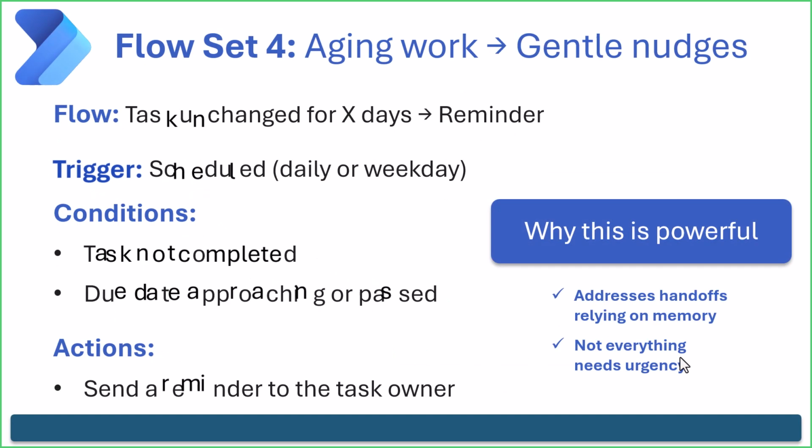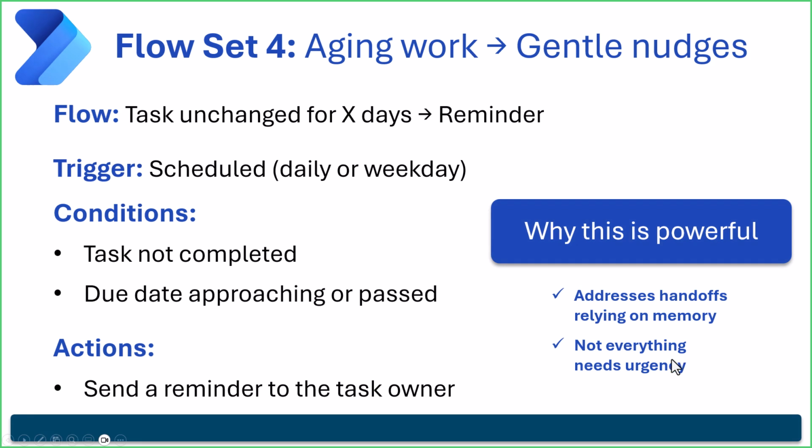Have that set up. And then sometimes you could have gentle nudges, like if the task hasn't changed for 3 days, you could send a reminder. You could have this scheduled, daily or every week or something like that. You can have certain conditions: if a task isn't completed and the due date is either approaching in the next week or it's past, then at that point, send a reminder to the task owner.